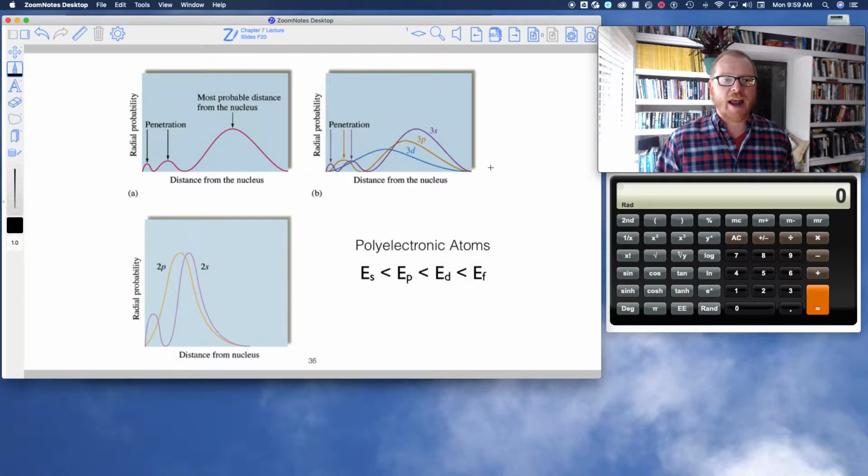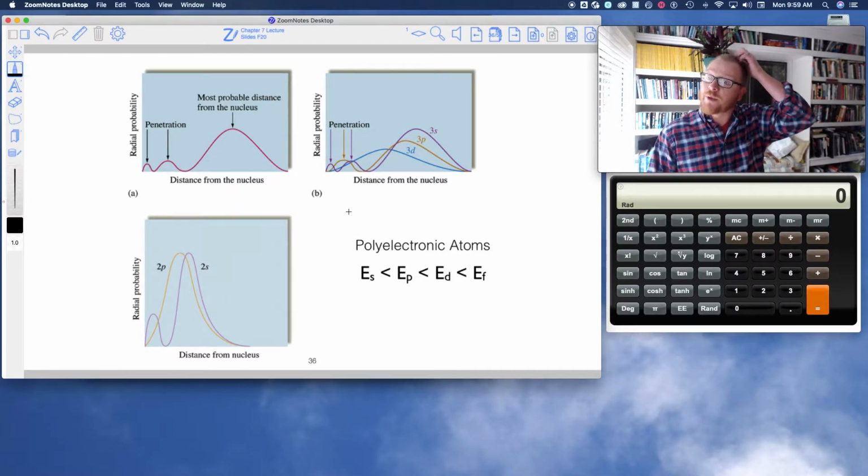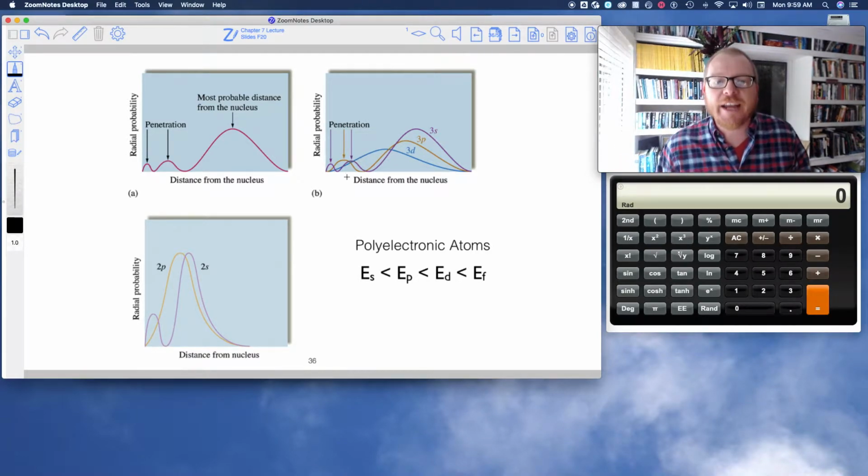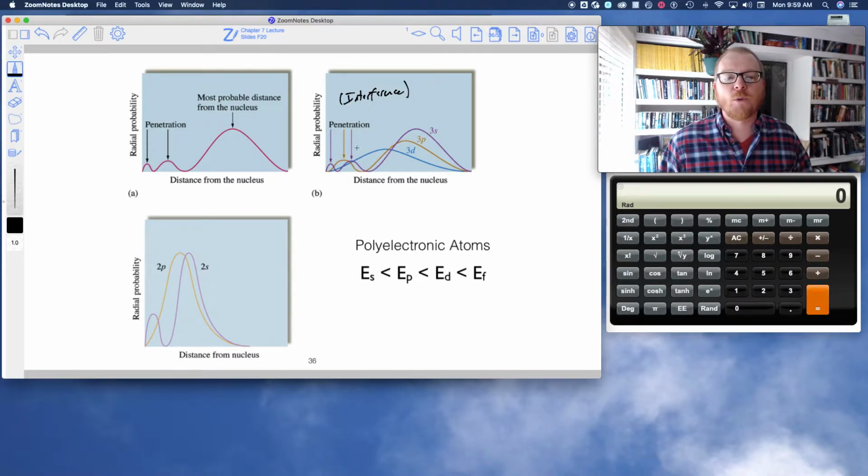What I want to point out now, as you might start to guess, is that when we pile all of these orbitals on top of each other, in other words, when we get to the complicated atoms, the atoms that have 4f or 3d electrons, they start interfering with each other, and we call that interference penetration. So I'll write interference, okay? In other words, the electrons are getting really close to each other, right?